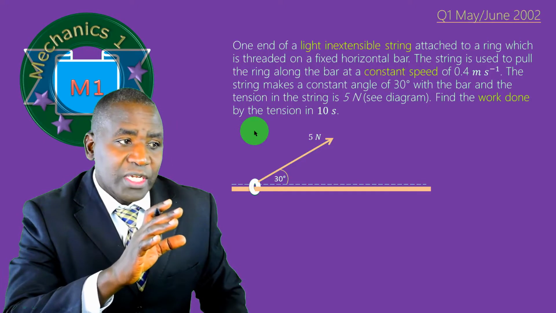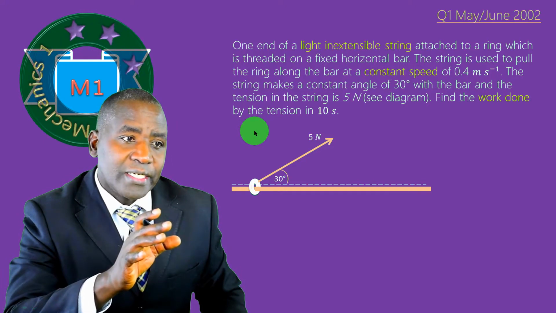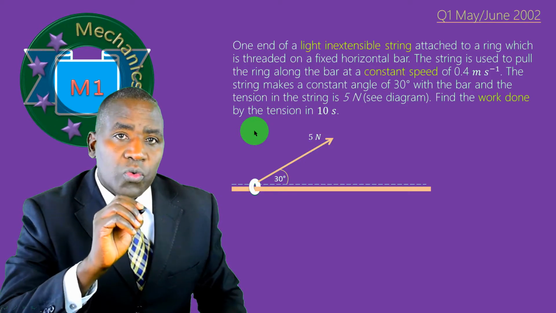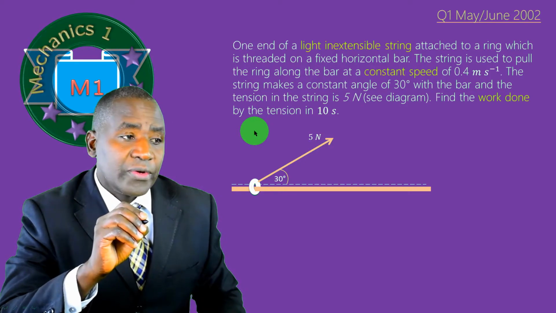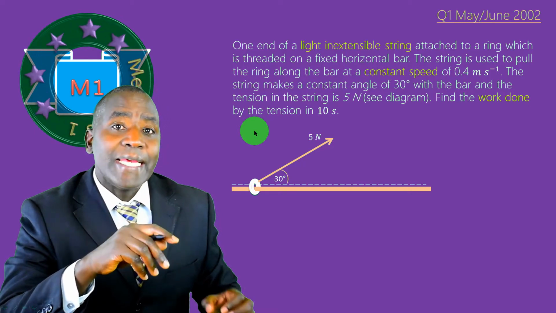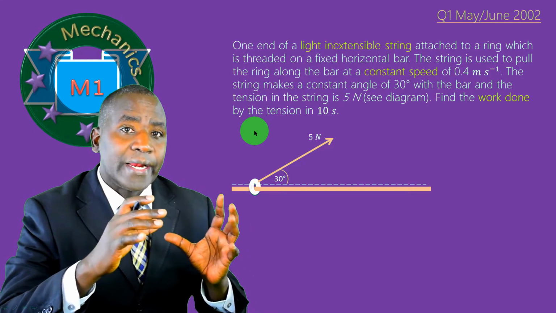We are also told that the string makes a constant angle of 30 degrees with the bar and the tension in the string is 5 newtons. In all questions where you are given forces and you are given angles, you will be required to resolve the forces in particular standard directions.